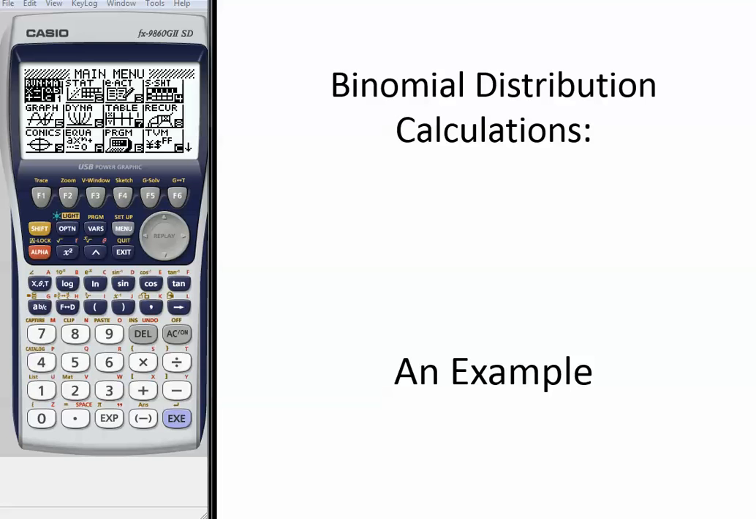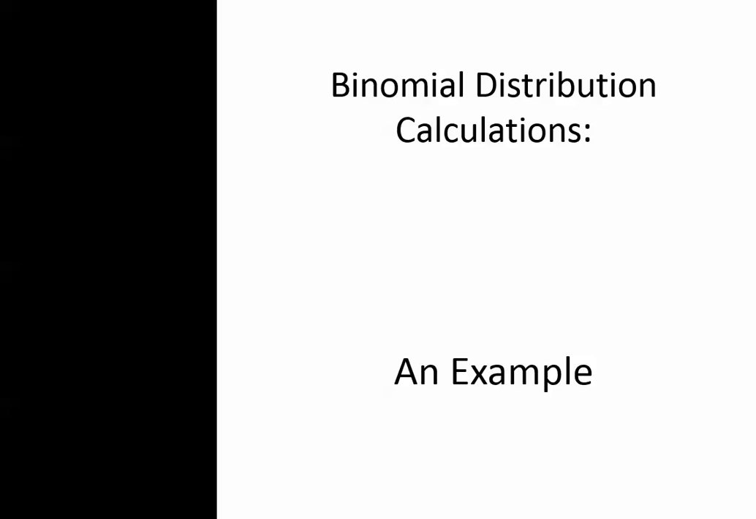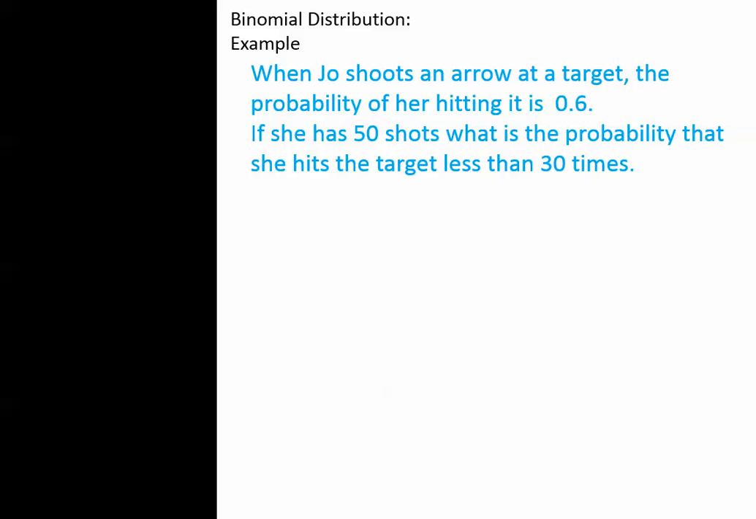In this video, we look at some calculations to do with the binomial distribution. Looking at an example, Jo shoots an arrow at a target. The probability of her hitting it is 0.6 every time she shoots. Suppose she has 50 shots. We want to know what's the probability that she hits the target less than 30 times out of those 50.